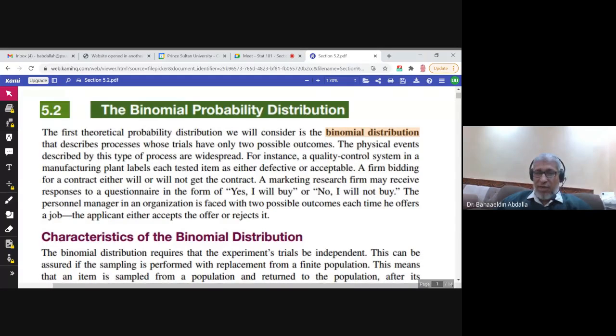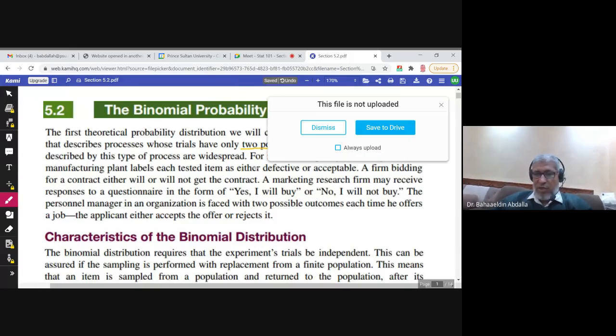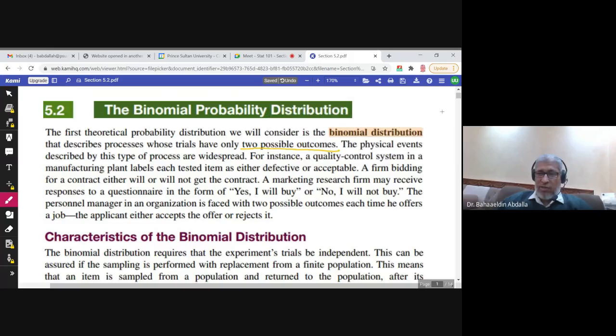So we are dealing here with experiments with only two possible outcomes. Like, for example, tossing a coin, you have a head or tail. So tossing a coin is an example of the binomial probability distribution. Of course, there are other conditions that we are going to talk about. But let us give some examples about two possible outcomes.